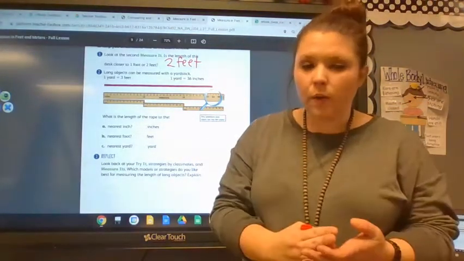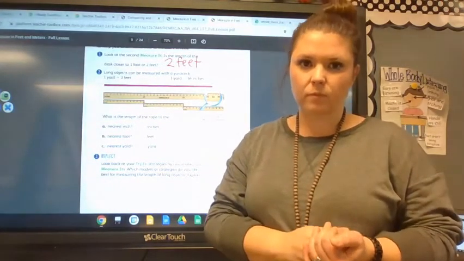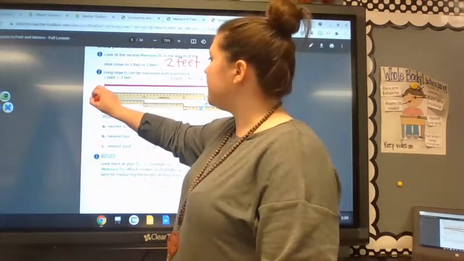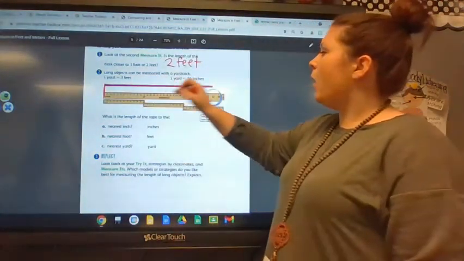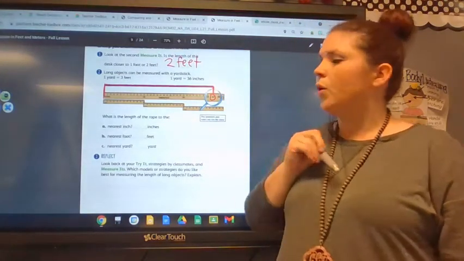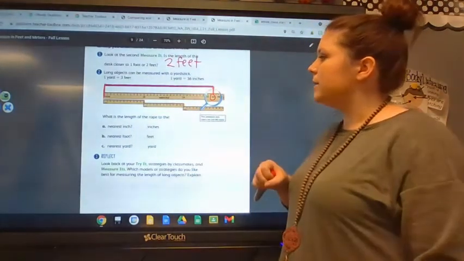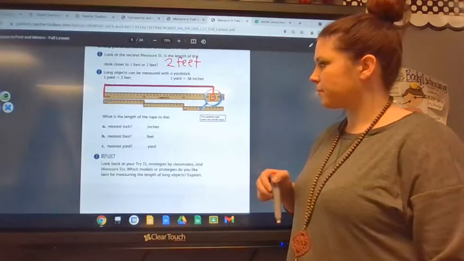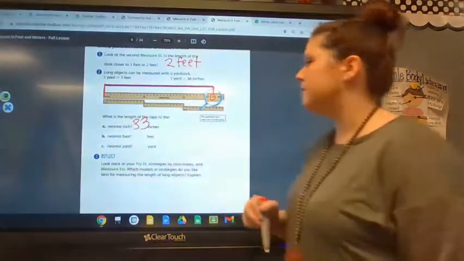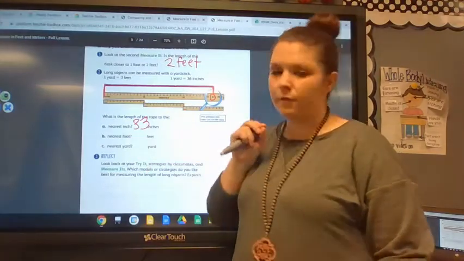So with any measuring tool that we use, we start the beginning of our object where on our measuring tool? At the 0, if there's not a 0 at the beginning, right? So that is where this piece of yarn is starting. Then we go all the way across to see where our yarn has ended. We look at that number on our measuring tool right below that object, and this one is at 33. So how long is this rope? It is 33 inches.